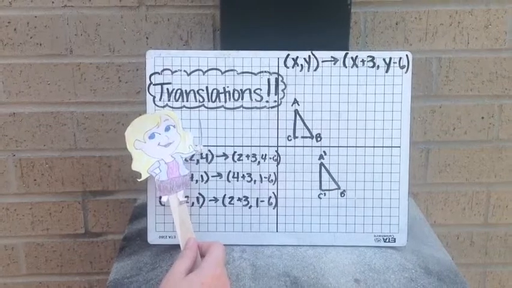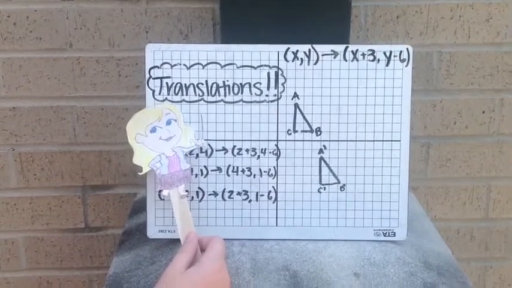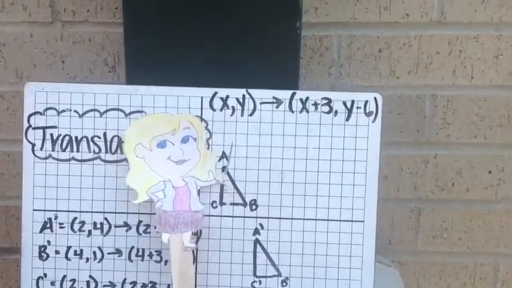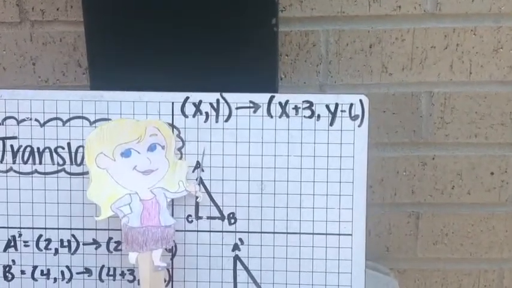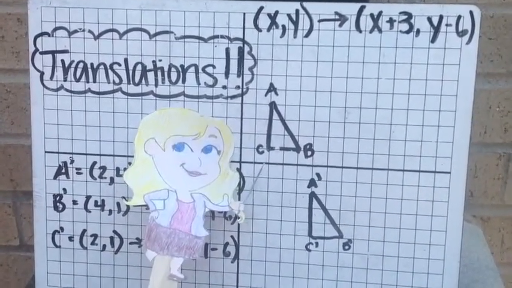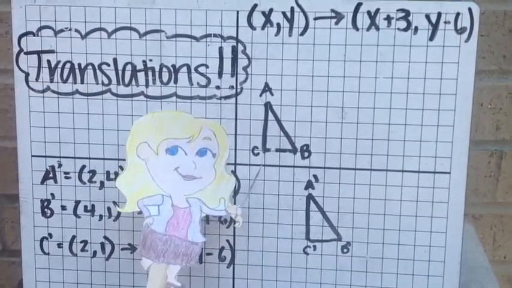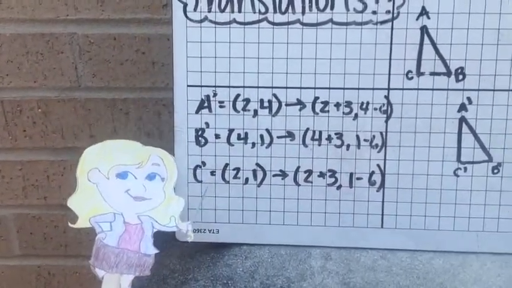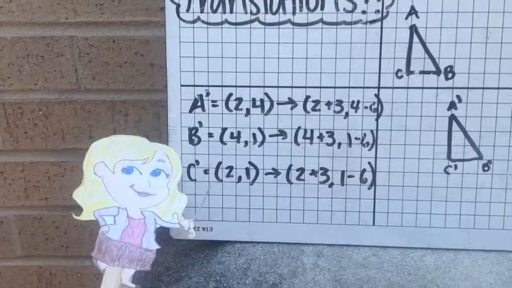When doing translations, when moving a figure from one place to another, we usually have a formula. Our example formula is (x, y) translates to (x plus 3, y minus 6). And our triangle is starting out with A at the location (2, 4), B at (4, 1), and C at (2, 1). To move the figure according to the formula, you have to take each individual x value and plug it into the equation, and do the same with y values.